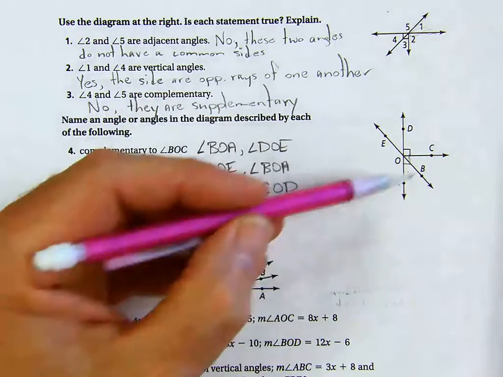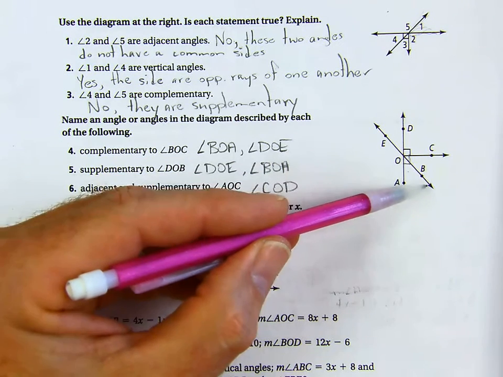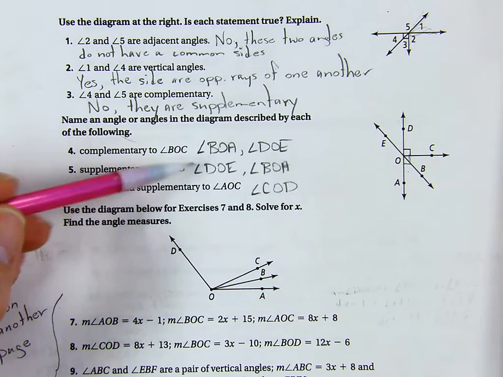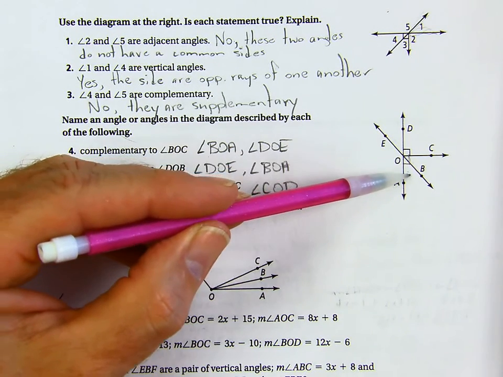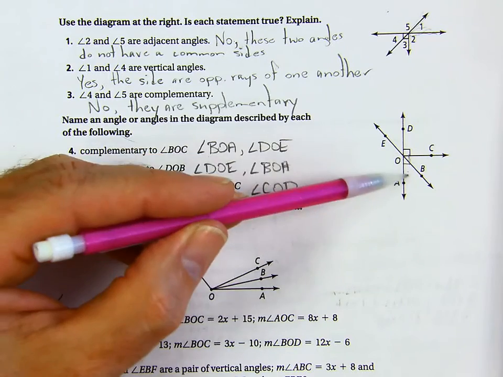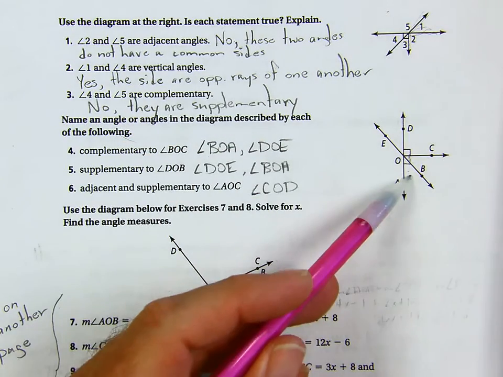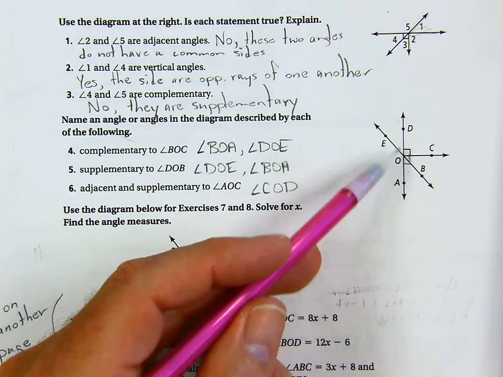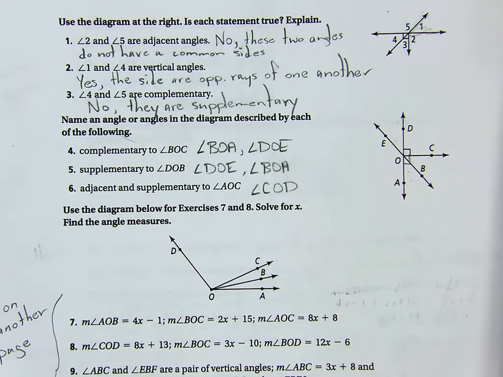So complementary to COB would be angle BOA. And then the other angle would be this angle, because it's congruent to this one because they're vertical angles. So the other angle is DOE. First, this one, because together they add up to be 90, that right angle. Then this one, because if it's congruent to this one, then it also has to be complementary to that one.